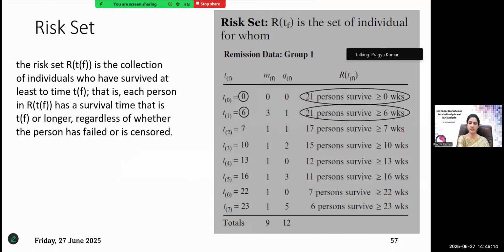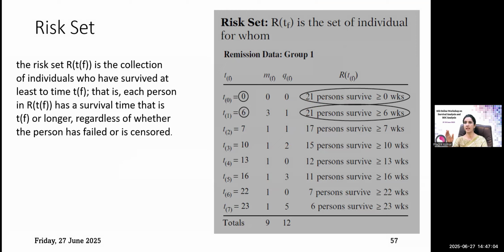Similarly, if I have to calculate the risk set at 10 weeks, how much will I deduct from 21? Either you can deduct from 21 or you can deduct from this number, the same column. So what will be the risk set at 10 weeks? You remove all these numbers from the original number. The original was 21. So I have removed 3 plus 1 plus 1 plus 1, that means 4 plus 2, 6 individuals. So 21 minus 6 becomes 15. Or I can do 17 minus 2, so it becomes 15. So that's the risk set.